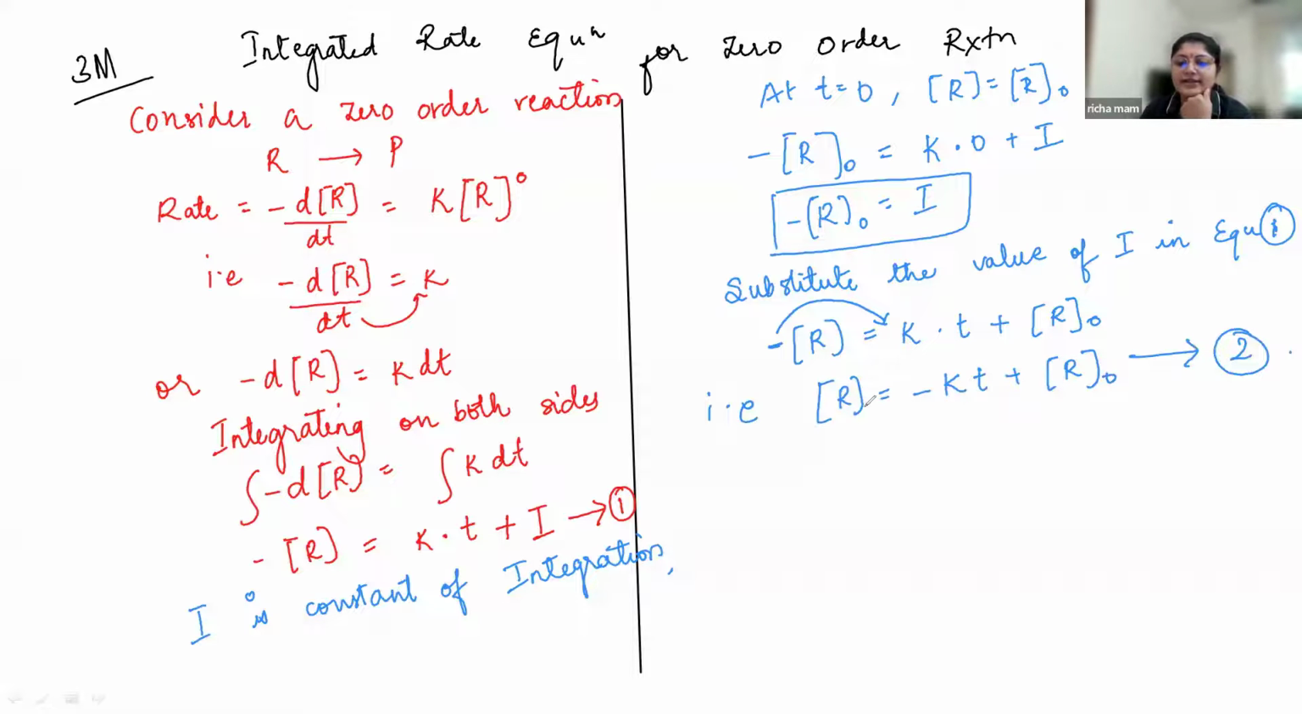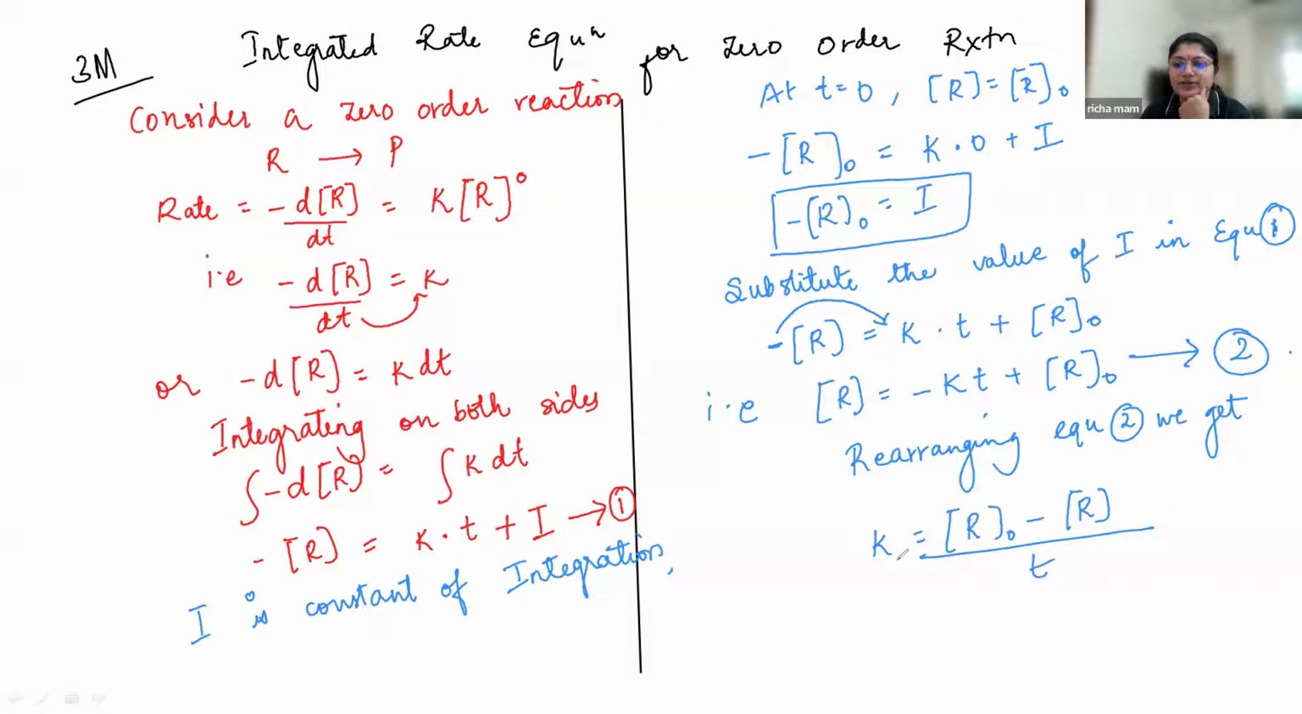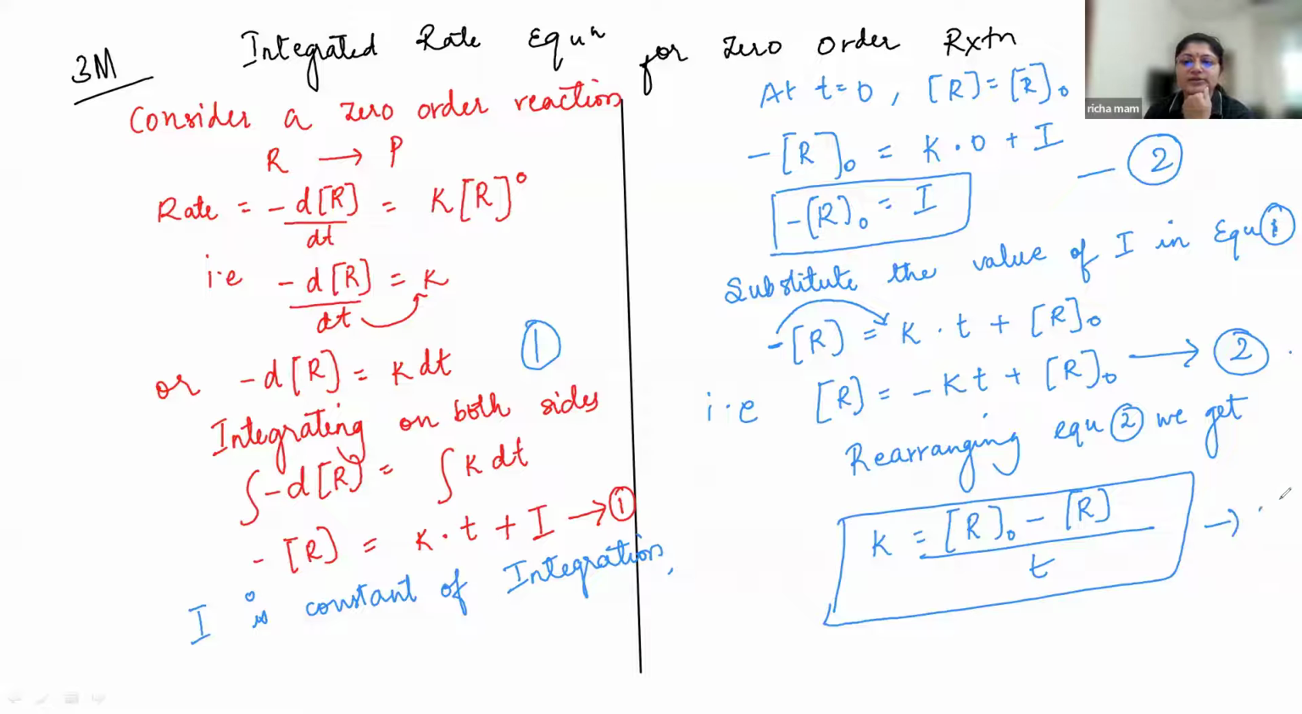So let us rearrange equation 2. We get K is equal to R naught minus R by t. We have to find the rate constant of zero order, right? So this is the expression for K for a zero order reaction. Up to here, you will get 1 mark. Up to here, you will get 2 marks. And up to here, you will get 3 marks.